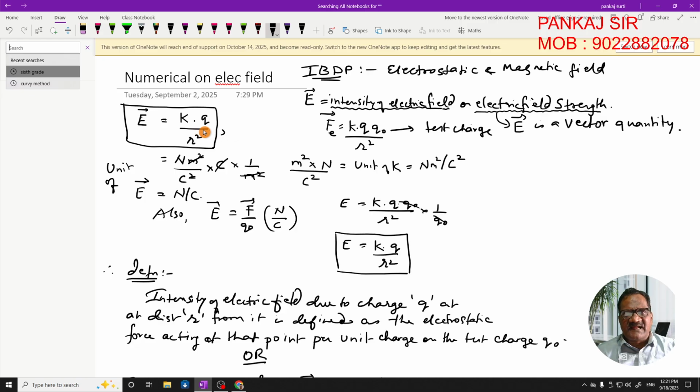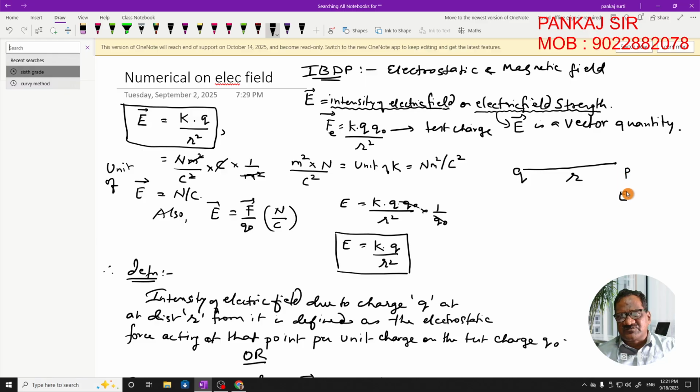Now this electric field strength E is given by this formula: E is equal to K times Q divided by R square. So Q is the charge due to which the electric field is created. R is the distance of that particular point, where you want to measure the electric intensity, from the charge. Okay, so suppose you have a charge Q over here and you have a point P over here, and the distance between these two is say R.